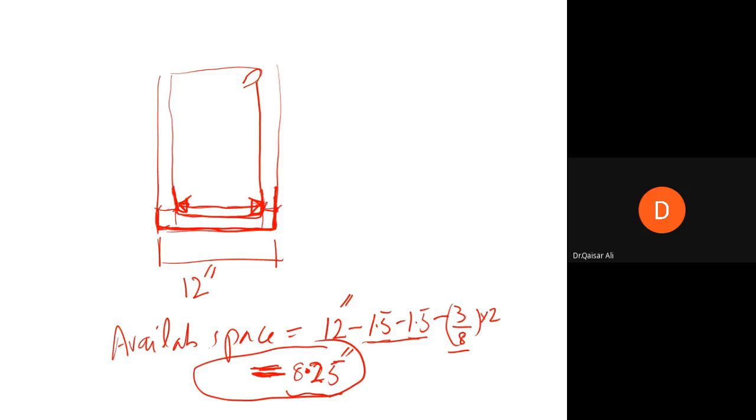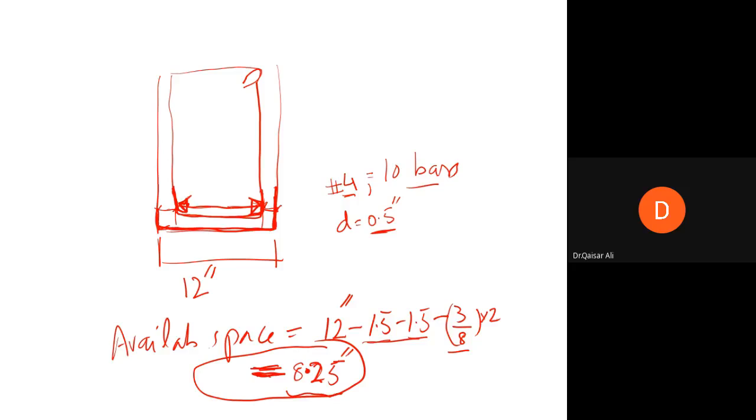Now we have to place bars within this space. If we are using number 4 bar, then we just calculated that 10 bars will be required. In the case of number 4, 10 bars are required, and we have available space equal to 8.25 inch. The diameter of one number 4 bar is half inch, D is equal to 0.5 inch. 0.5 into 10, so we need a 5 inch space.